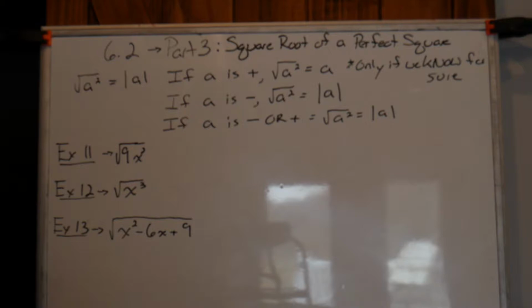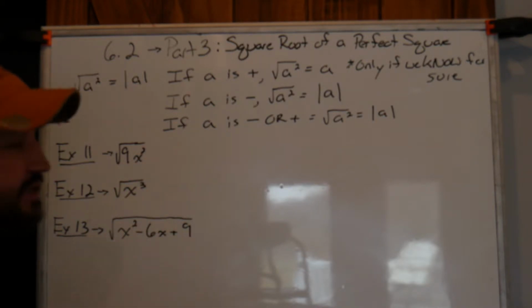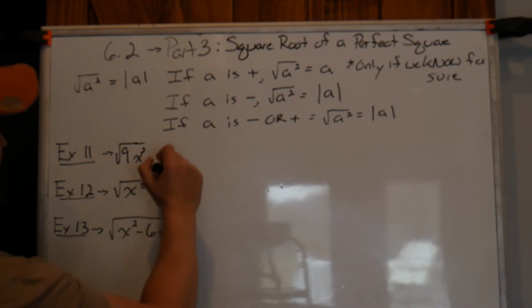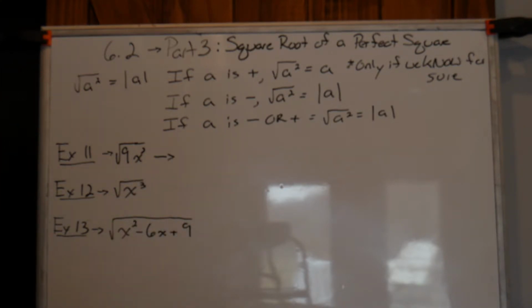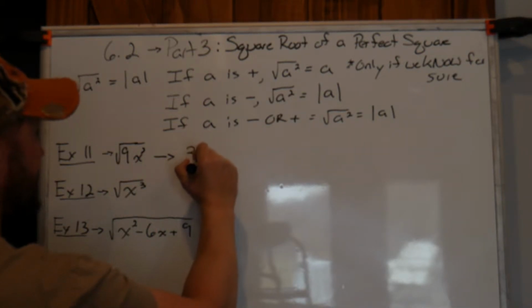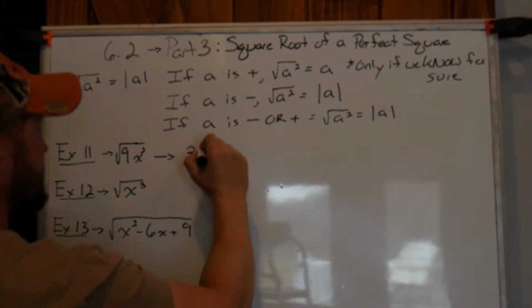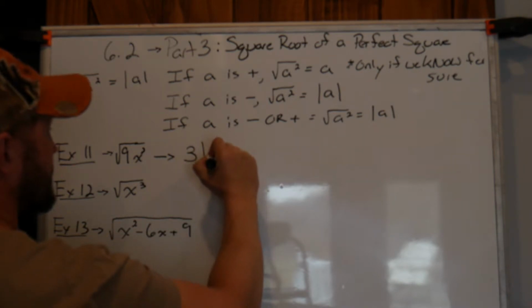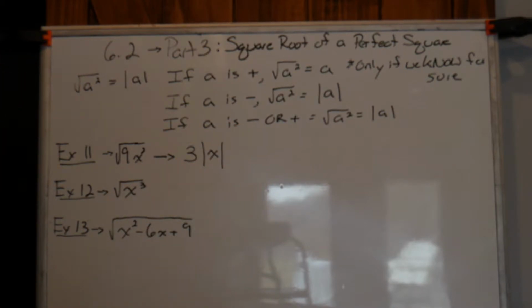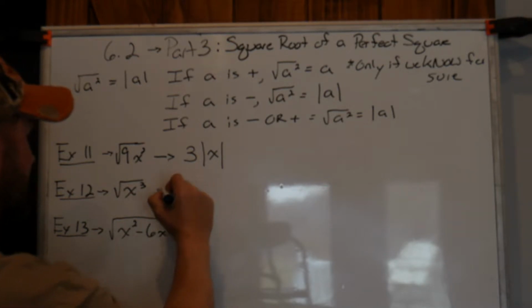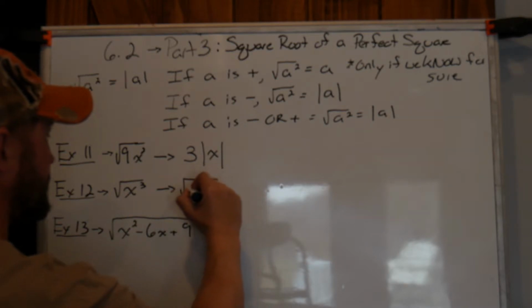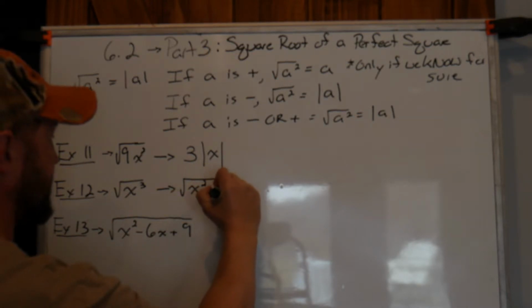Example 11, square root of 9x squared. The way we've been doing this is saying, oh sweet, x squared, square root of x squared is x. Square root of 9 is 3. However, for the last part of 6.2, we learned that, yeah, the square root of 9 is 3, but the square root of x squared is absolute value of x, because it could be a negative and it would become positive.